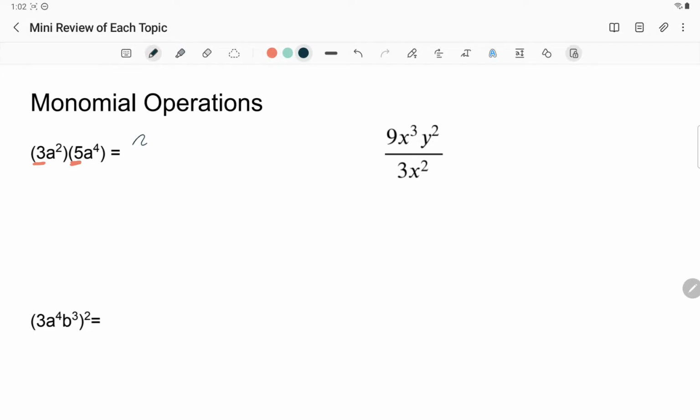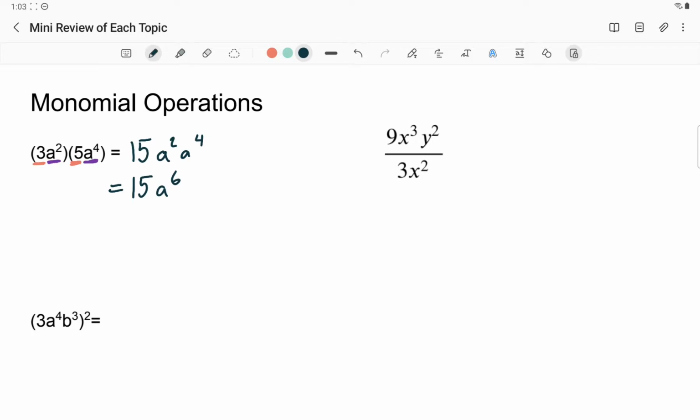3 times 5 will give you 15. All right, then part number 2 asks what's happening with your variables. With your first variable, you have a squared and a to the 4. Then we're going to multiply those like regular multiplication of variables, so it would be a squared times a to the 4. And we know based off our exponent laws, if you have the same base, you add the exponents. So 2 plus 4 will give you 6. So it's 15a to the 6th.